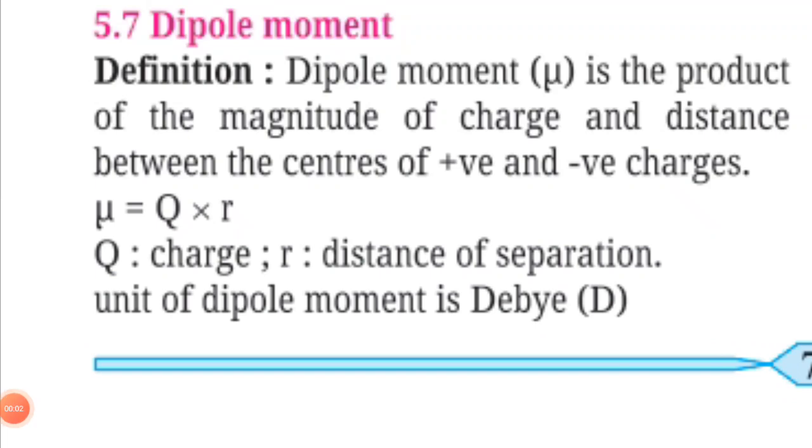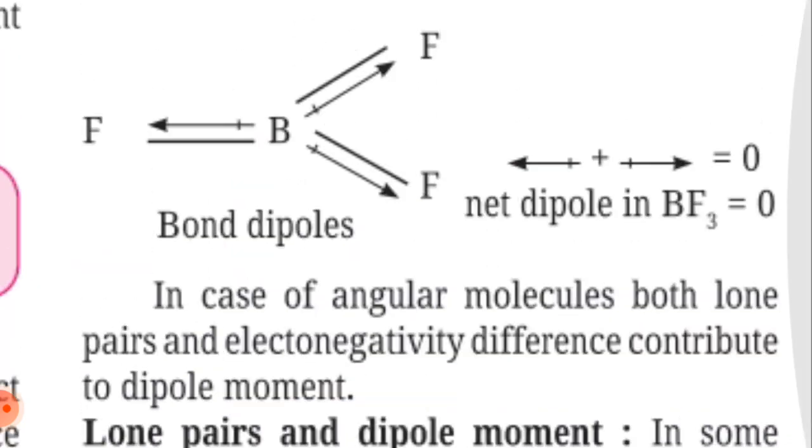Dipole moment mu is the product of the magnitude of charge and distance between the center of positive and negative charge. Mu equal to q multiplied by r. Q is charge, r is distance of separation. Unit of dipole moment is Debye, denoted by capital D.